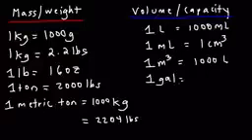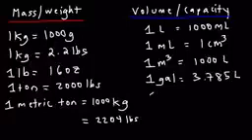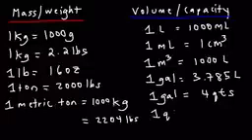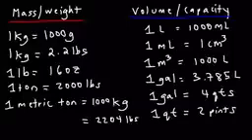1 gallon is equal to 3.785 liters. A gallon is also equal to 4 quarts. And 1 quart is equal to 2 pints. You may not need to know that one. That's really not a common one, but sometimes you may see problems associated with it.